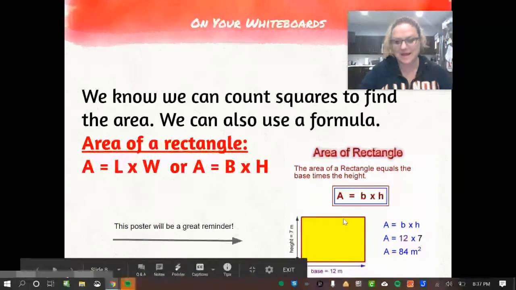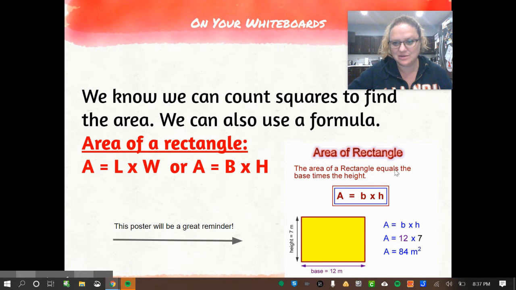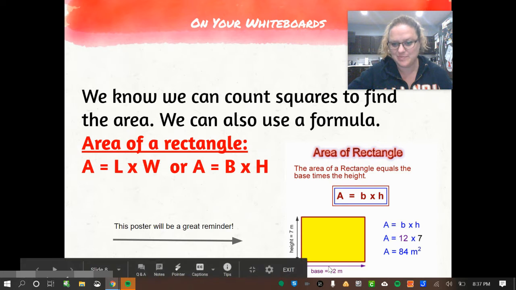All right, looking at the area of this rectangle, area of a rectangle equals the base times the height. So what do we have? Area equals base times height, so you plug in your numbers. Base is 12. The height is 7. 12 times 7 is 84.